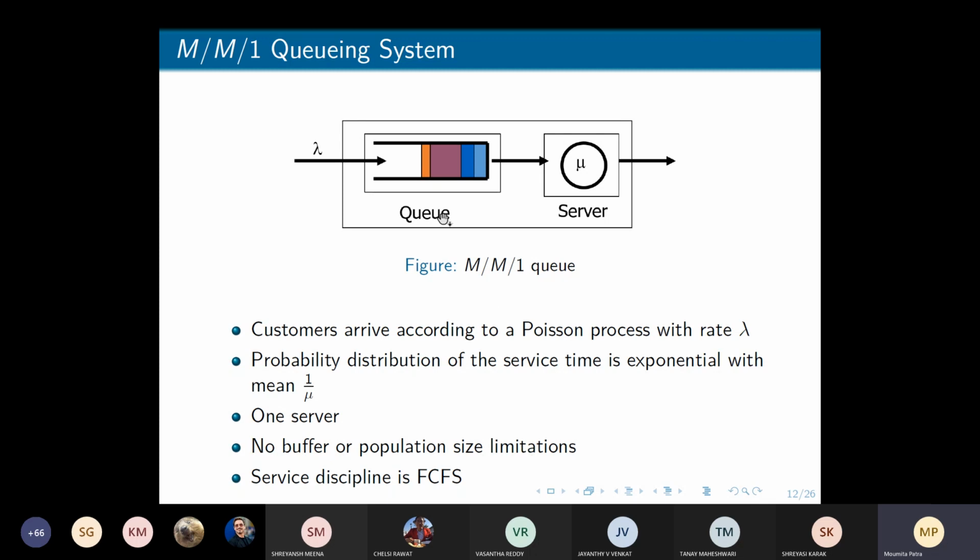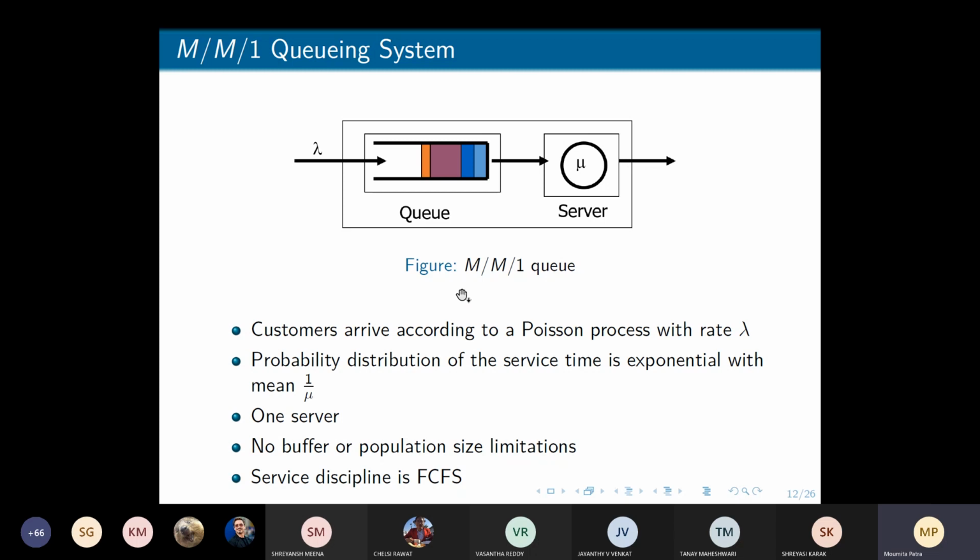We have a queue, and we have a server. Lambda is the arrival rate. Mu represents the service rate of the server. And once a job is served, the job departs from the system.